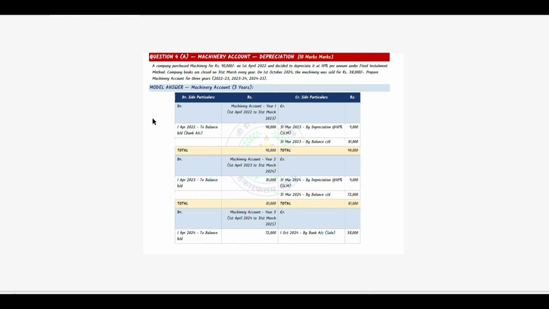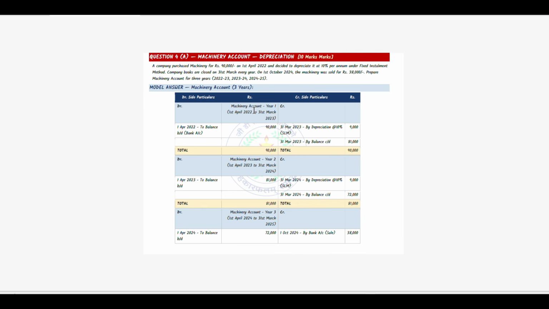A company purchased machinery for 90,000 on 1st April 2022 and decided to depreciate at 10% per annum under the fixed installment method. Company books are closed on 31st March every year. On 1st October 2024, the machinery was sold for 38,000 rupees. Prepare machinery account for 3 years, that is 2022 to 2023, 2023 to 2024, then 2024 to 25. So what will be the model answer? Debit side and credit side.